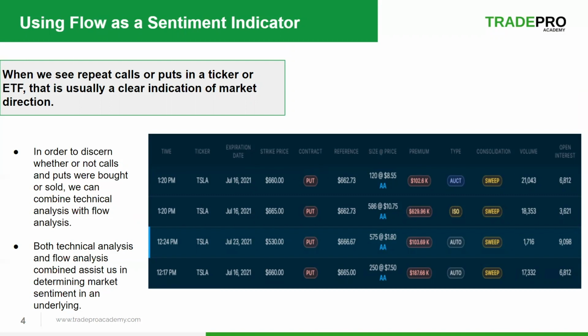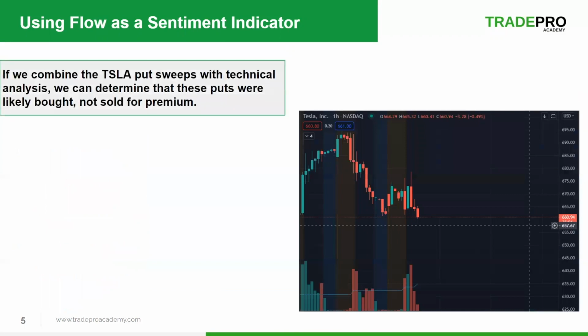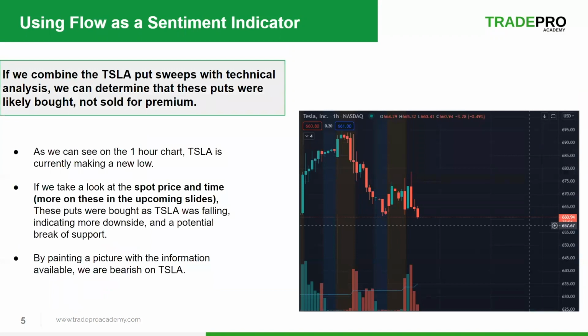So here we're seeing repeat puts in Tesla. If we combine the Tesla put sweeps with technical analysis, we can determine that these puts were likely bought and not sold for a premium. As we can see on the 1-hour chart, Tesla is currently making a new low. If we take a look at the spot price and time, these puts were bought as Tesla was falling, indicating more downside and a potential break of support. So by painting a full picture with the information available, we are bearish on Tesla.